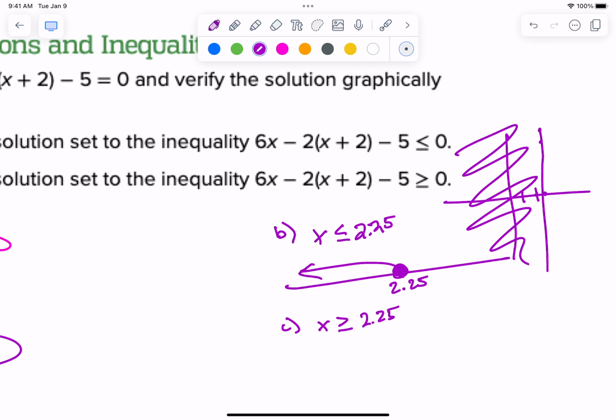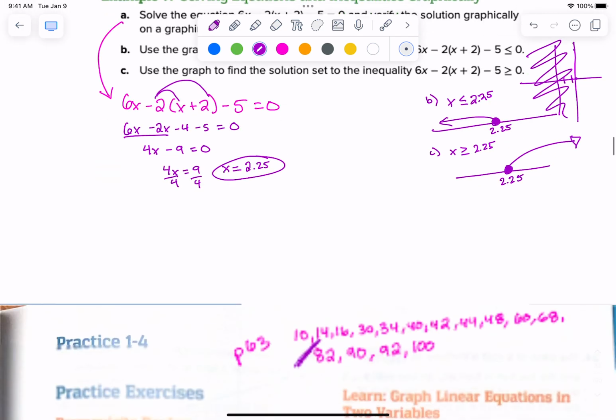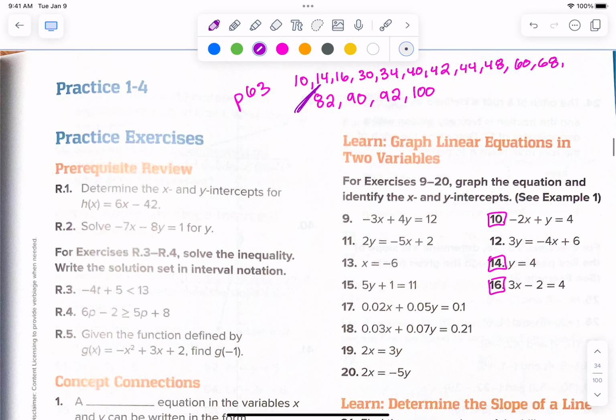C is the same thing, but a closed circle to the right. But keep in mind, you can graph it on a coordinate plane or on a number line. Either one is fine. Questions about that? I feel like this is really straightforward. There you go. That's all I have.